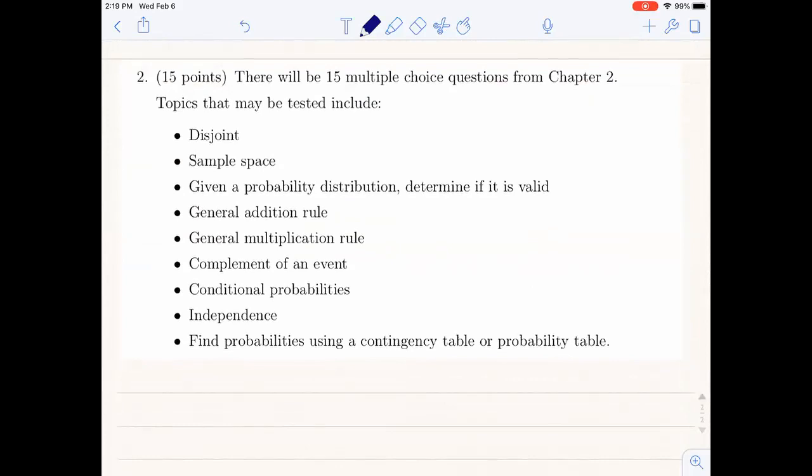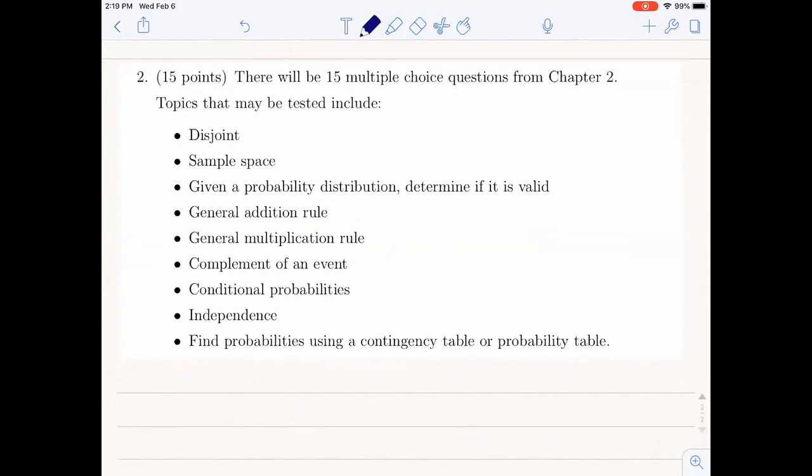So then there's 15 multiple choice questions from chapter 2, part of which is just going to be testing theory, right? So what does it mean for two things to be disjoint? It means that they can never happen at the same time, for example, right? What is the sample space? The sample space is a list of all possible outcomes.